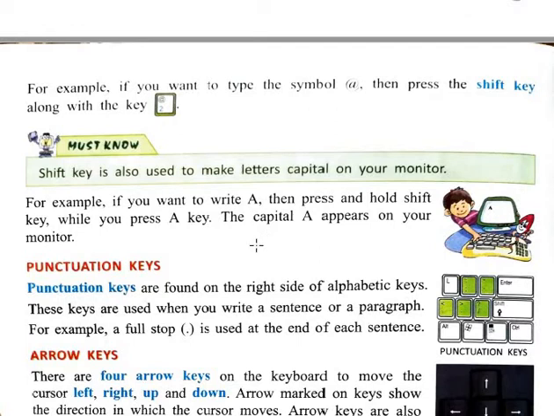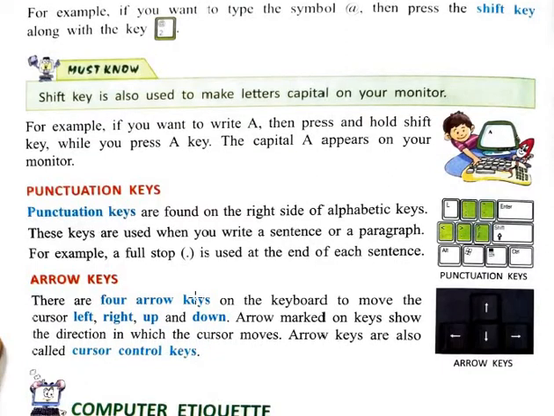Function keys. Function keys are found on the right side of the alphabet keys. These keys are used when you write sentences in a paragraph. For example, full stop is used at the end of each sentence.